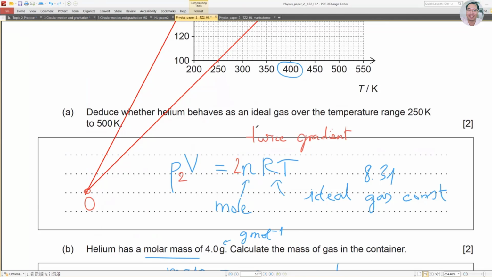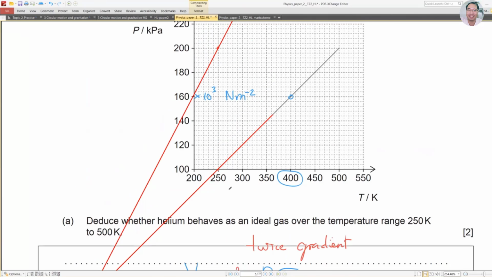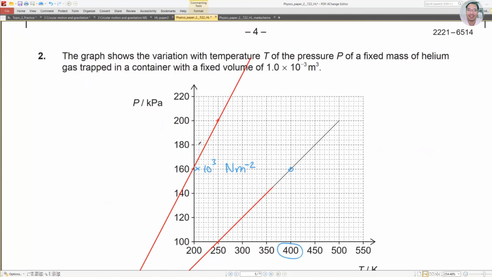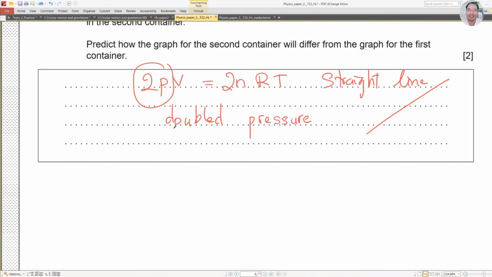So at the same temperature, for example 250 Kelvin, the pressure is twice, meaning 200 kilopascal. At 300 Kelvin, the pressure of the first container is 120, and the second container will have twice, meaning 240 here. A straight line, double the pressure, meaning twice the gradient, and it also passes through the origin.